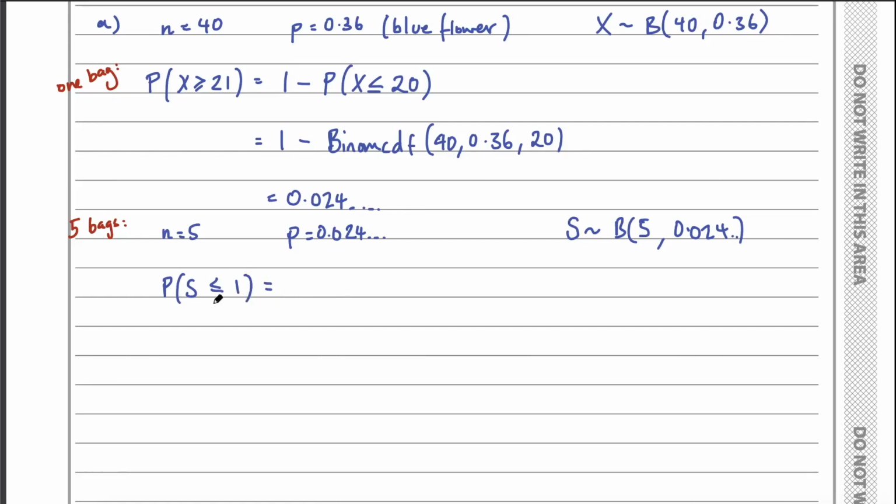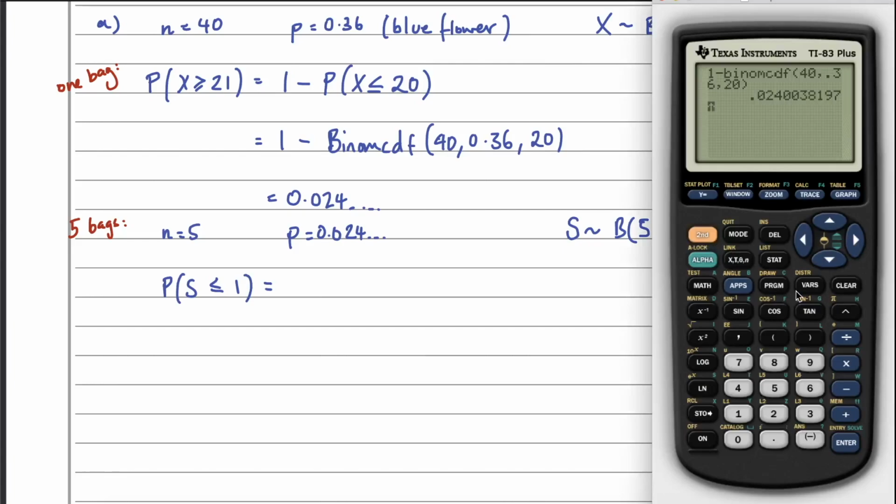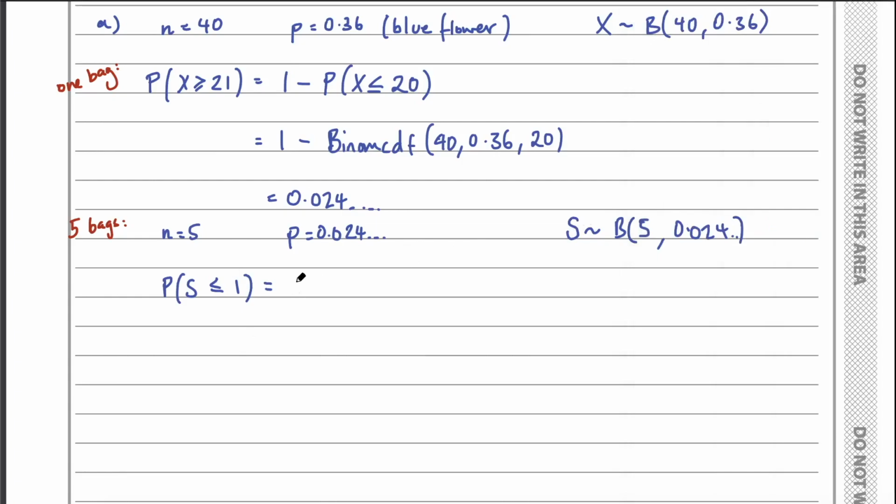And we don't need the complement of this because it is a maximum, so we don't have to worry about doing this complement stuff. We can put that straight into a calculator. Go into the distribution menu, again pull up your binomial function. Now our sample size is 5, our probability of success is the answer from our previous part, so input answer rather than writing that out again, and our maximum value is 1. And we should get an answer of 0.9945, etc.